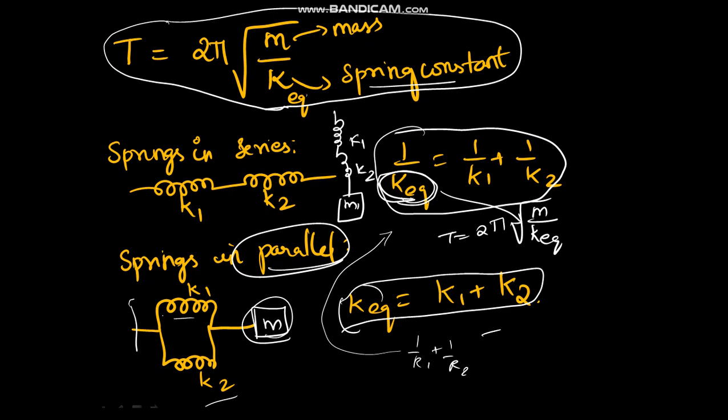This value you have to find, and you have to substitute T is equal to 2 pi root of m by k equivalent in case of parallel. So which is 2 pi root of m by k1 plus k2 for springs in parallel.